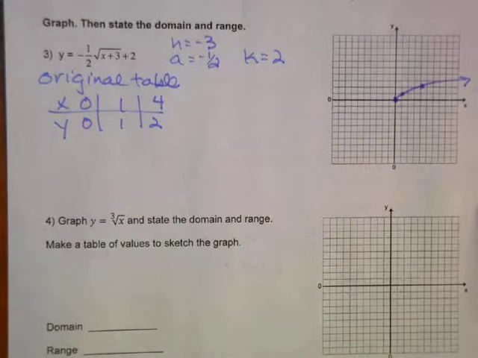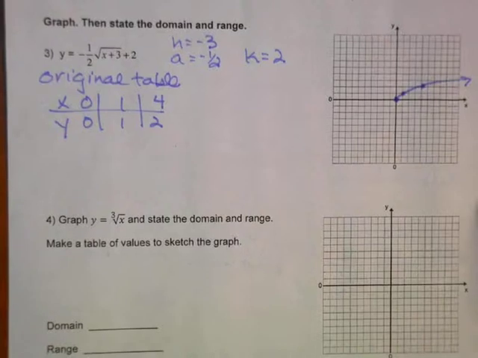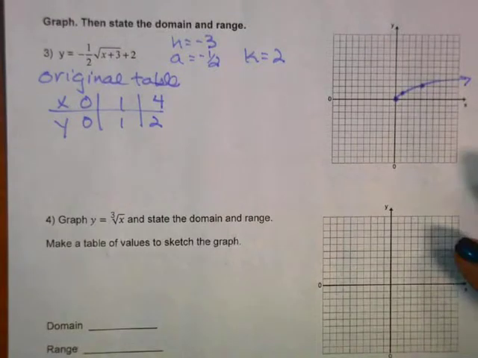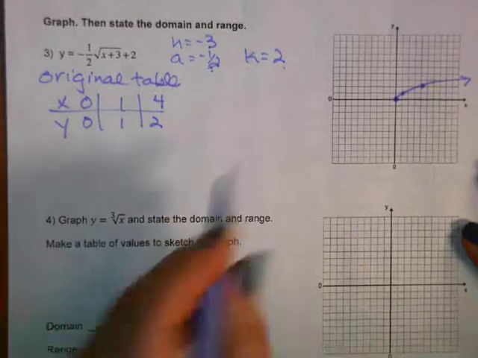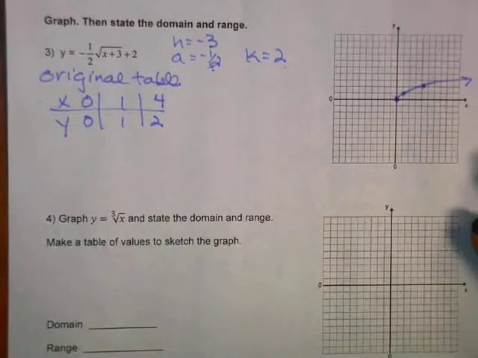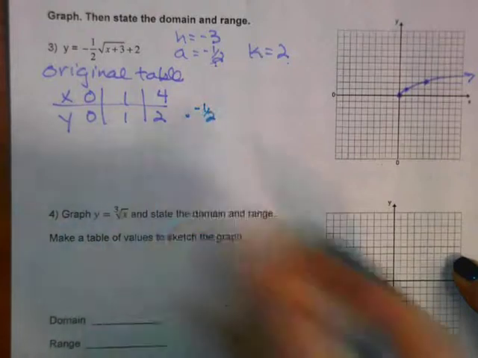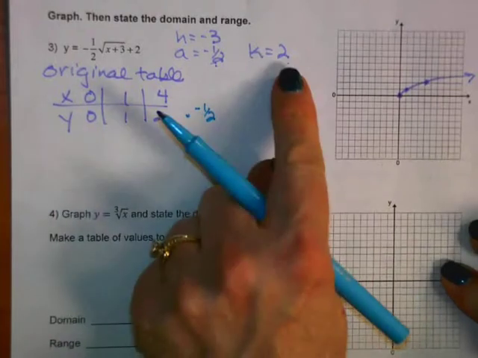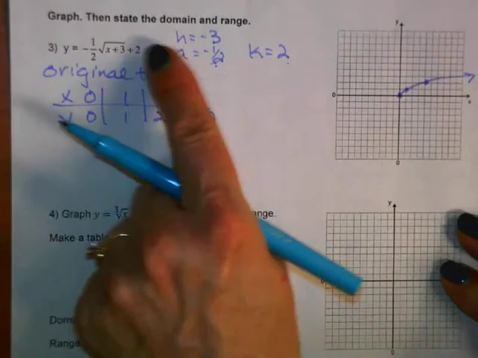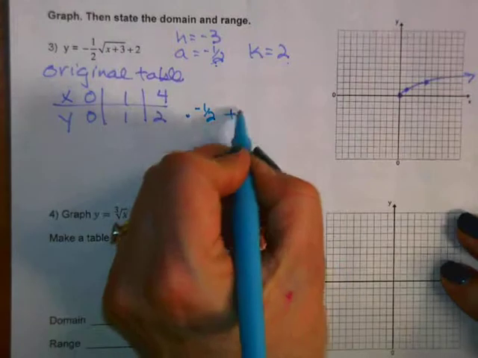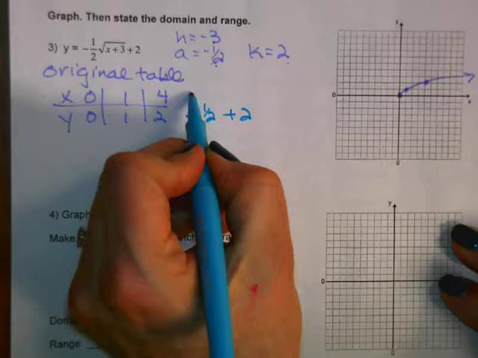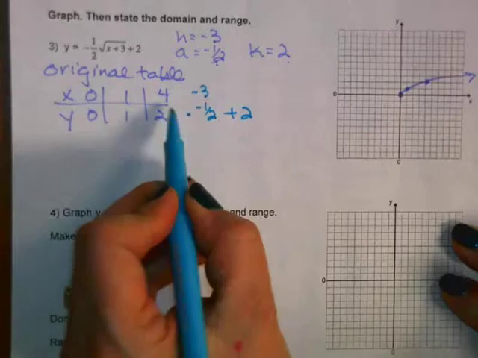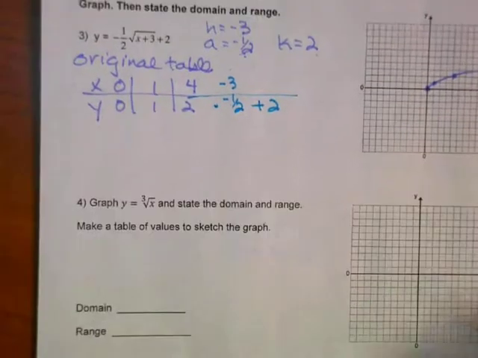Got it? Okay. These two affect my y's, so I got to multiply my y's by -1/2. And do I add or subtract 2? Add 2. And then I have to subtract 3 from my x's. So I'm going to put -3 here. You can extend it if you want.